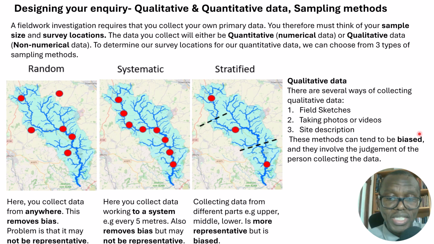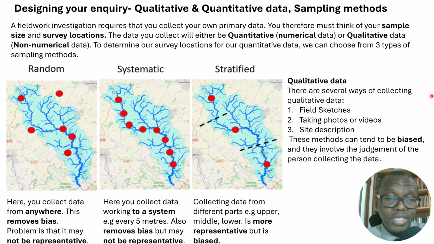So what about qualitative data then? So there are several ways of collecting qualitative data. And one of the things that you can do is to draw a field sketch, right? So you can decide what part of the river you want to do a field sketch for, and then you will stop there and do a sketch of that particular section. Or secondly, you could take photos or videos. And in fact, if you were to take a photo, for example, you could take it back to school, and then from that photo, draw a field sketch.